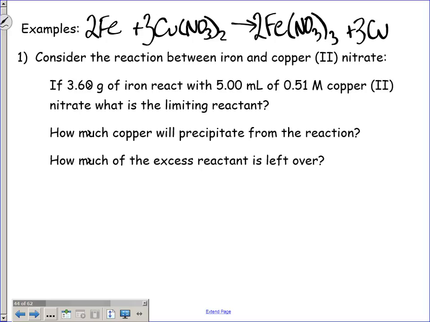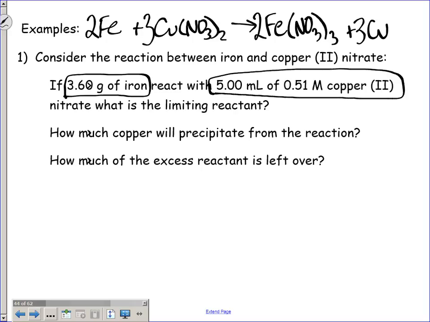Step 1, write down like maybe the top of your paper, your steps, so you're remembering this. Balanced chemical equation. Step 2, moles of both reactants. So in the question, it gives us 3.6 grams of iron, and then it gives us information about copper 2 nitrate. 5 milliliters of 0.51 molar copper 2 nitrate. Okay, so this is the first time we've ever seen 2 different quantities given for 2 different reactants. So we're going to start with this, and we're going to get them both to moles.